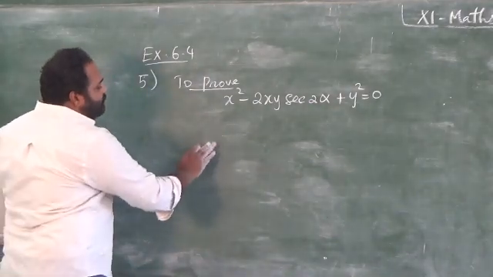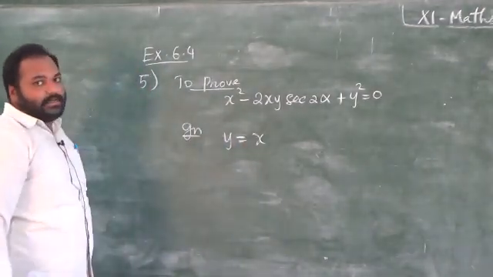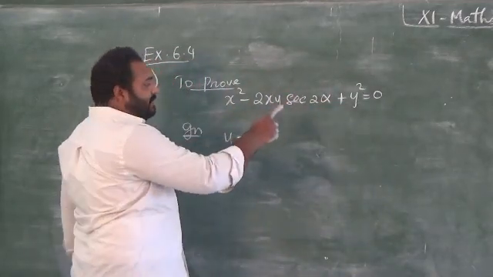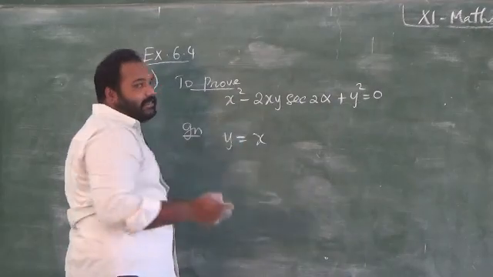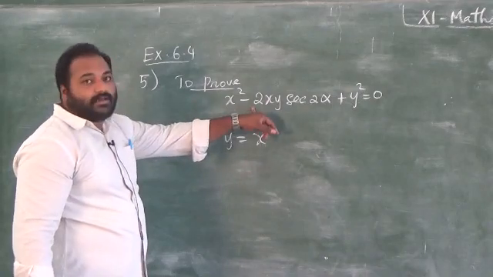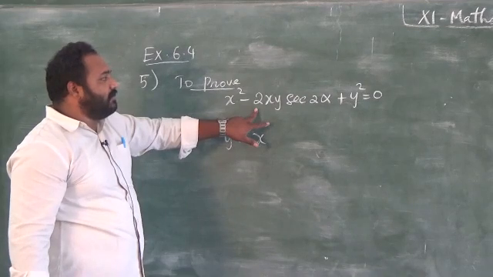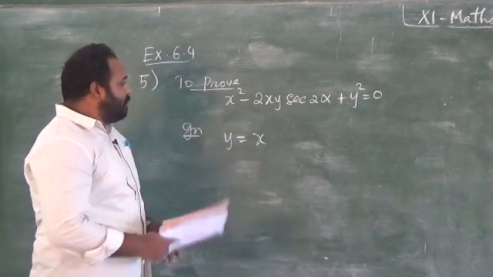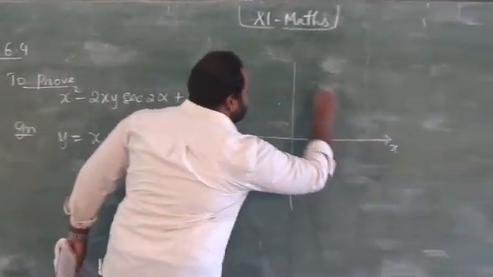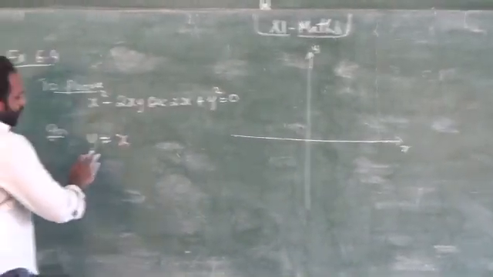So the given equation is y is equal to x. This is a pair of straight lines equation. So this equation contains two straight lines. So here, using this straight line, I am going to find out the two straight lines, which is x square minus 2xy secant 2 alpha plus y square equal to 0. Okay, now I am going to draw the diagram first. Here x axis, this is y axis. So here y is equal to x.